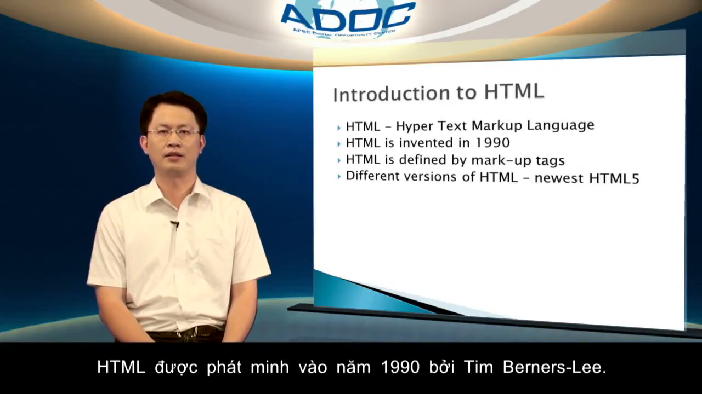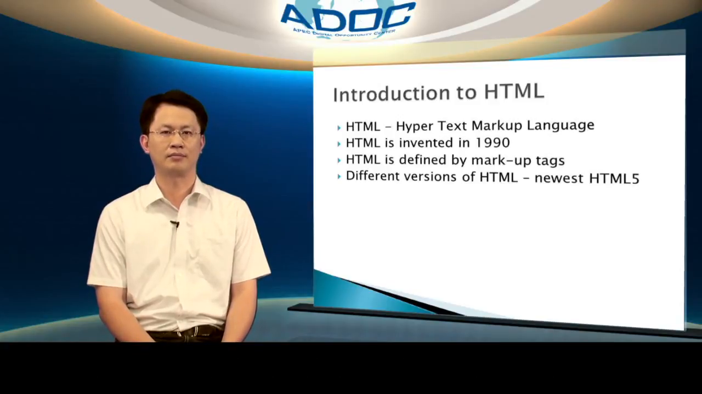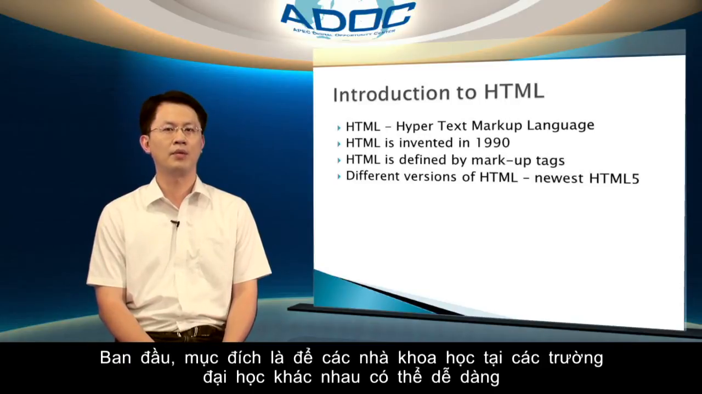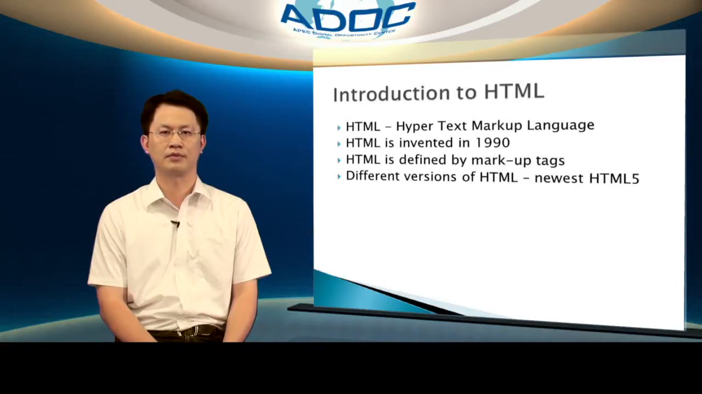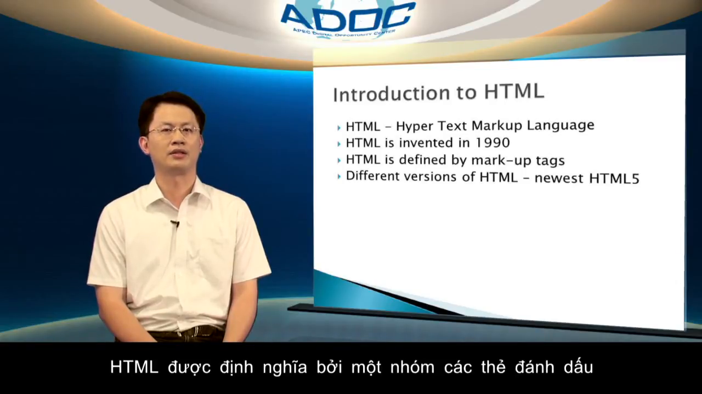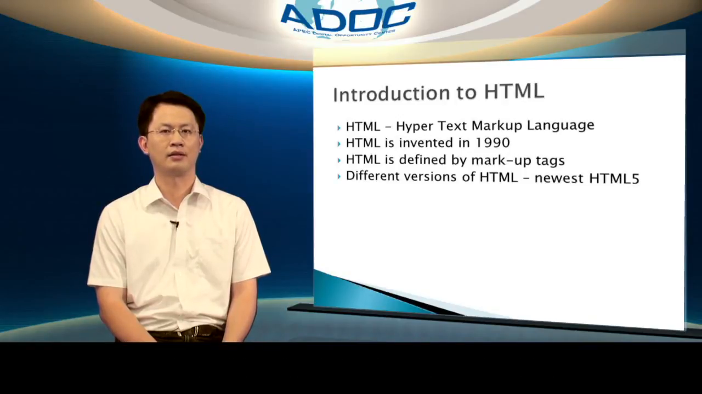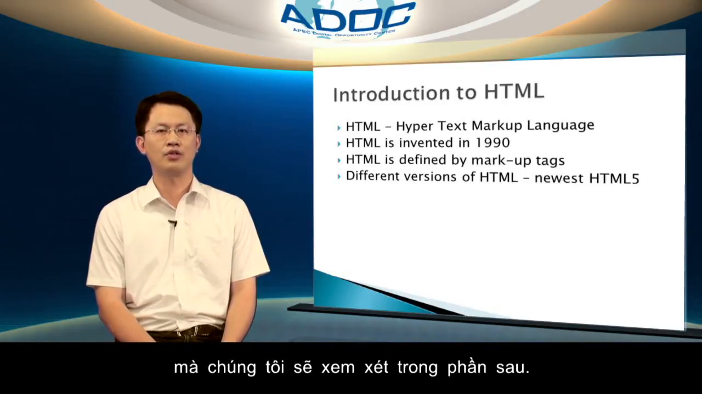HTML was invented in 1990 by Tim Berners-Lee. At first, the purpose was to make it easier for scientists at different universities to gain access to each other's research documents. HTML is defined by a group of markup tags, which we will look at each at length in the later sections.